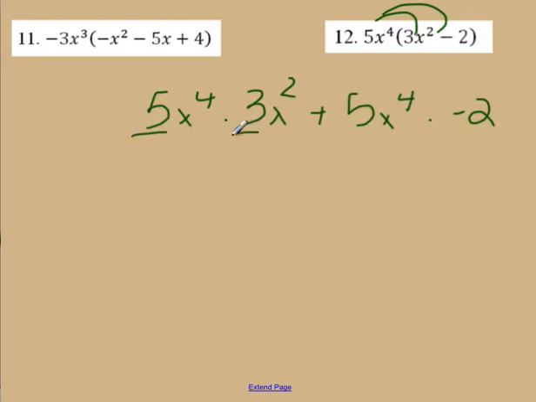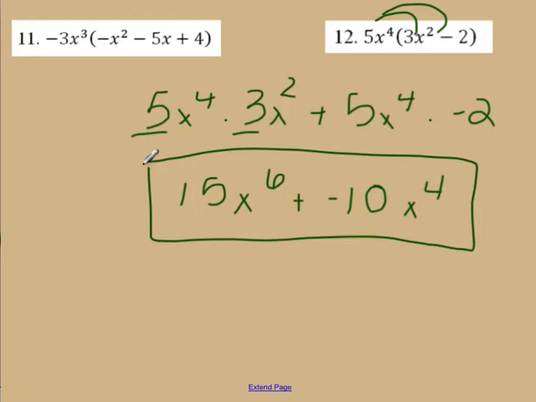So 5 times 3 is 15. X to the fourth times x squared is x to the sixth. 5 times a negative 2 is a negative 10, and then we have x to the 4th. So our exponents are going in descending order, and all of our like terms are combined. So this right here is our final answer.